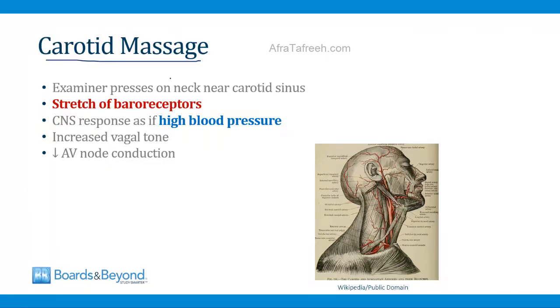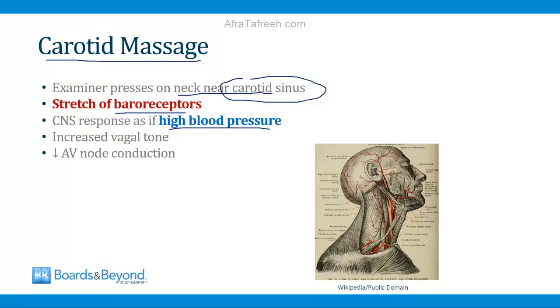The way carotid massage is performed is the examiner presses on the neck of the patient near the carotid sinus. And what this does is it stretches baroreceptors in the carotid sinus. The stretch in those baroreceptors is going to be interpreted by the brain as high blood pressure. And when the brain thinks there's high blood pressure, it tries to decrease the sympathetic nervous system activity and increase the activity of the parasympathetic nervous system. That leads to more vagal tone, in other words, increased conduction through the vagus nerve. And since the vagus nerve innervates the heart and the AV node, this will slow conduction in the AV node.